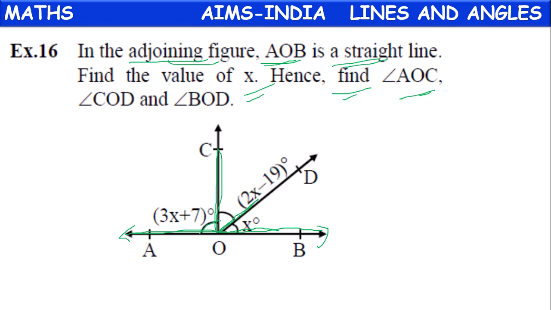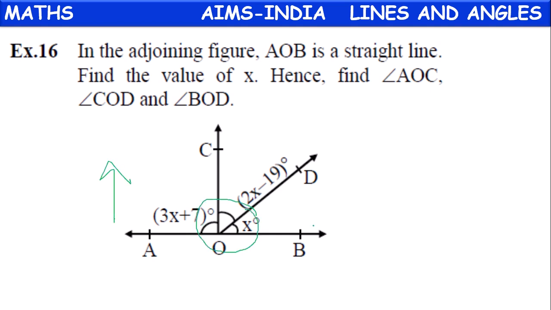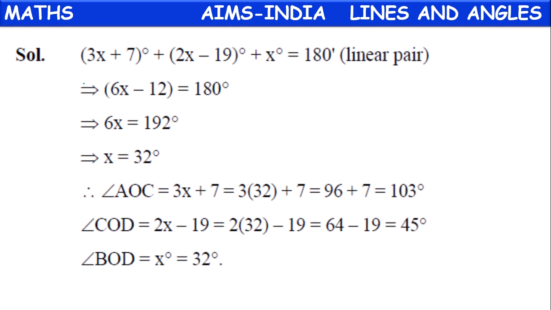This angle is given as 3x plus 7, this angle 2x minus 19, this angle x. We have to find these three angles. But all three angles are lying on the same side of the line, so their sum is equal to 180 degrees. So 3x plus 7, 2x minus 19, plus x equals 180 degrees. A linear pair.